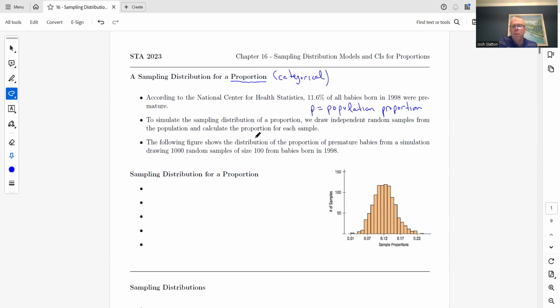The following figure shows the distribution of the proportion of premature babies from a simulation drawing 1,000 random samples of size 100. So we have 1,000 samples. Each sample has a sample size of 100. So we had 1,000 people get a sample of 100 each, from babies born in 1998. And so we see this histogram.